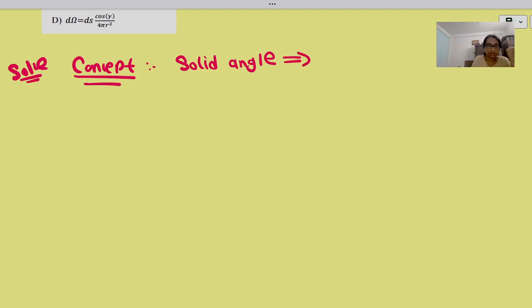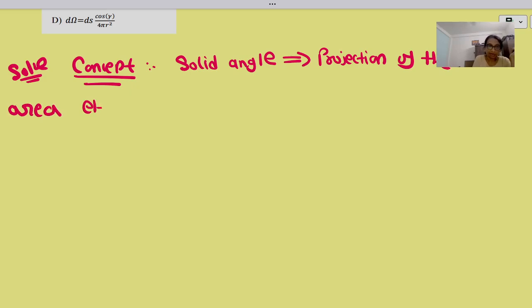And what is the concept? In this question, they are talking about the solid angle, right? The definition of the solid angle. So first you will find what a solid angle is. Now write the definition of the solid angle. Solid angle is the projection of the area.